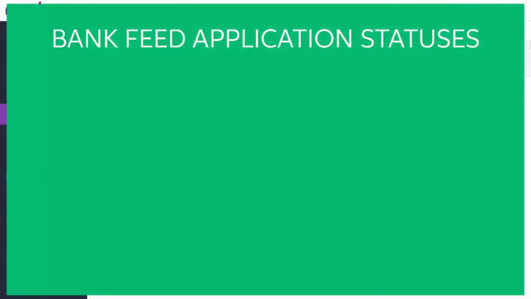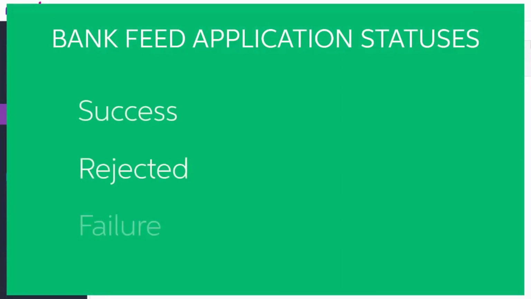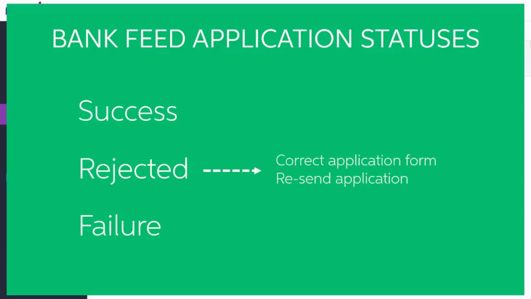As a feed is processed, it will progress through the pending status before returning a status of success, rejected or failure. A rejected application can still be processed. The rejected status usually means that there was a problem with the application form for a paper application, so you'll need to upload a new corrected copy and resend it. A failed application can't be resent, however.